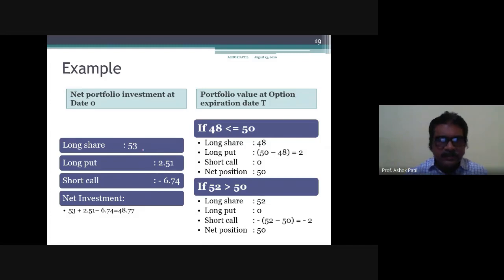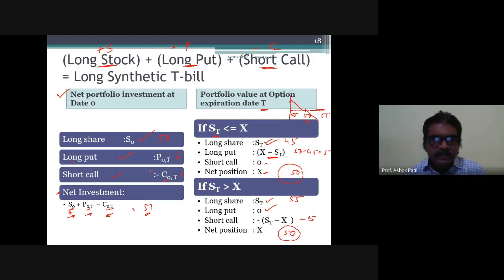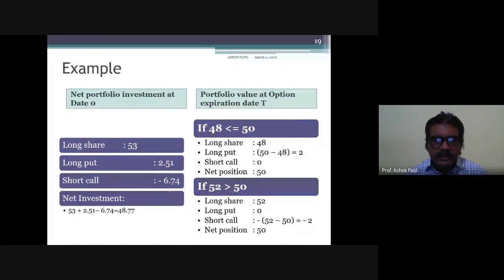Okay, so the position is fixed, and I think here some other example is taken. Okay, doesn't matter. So instead of this 52 and 1, here it is 2.51 and 6.81, and you can see that. So in fact, if we go with this example, your initial investment is 48.77, right? All right, and the total final position is 50.